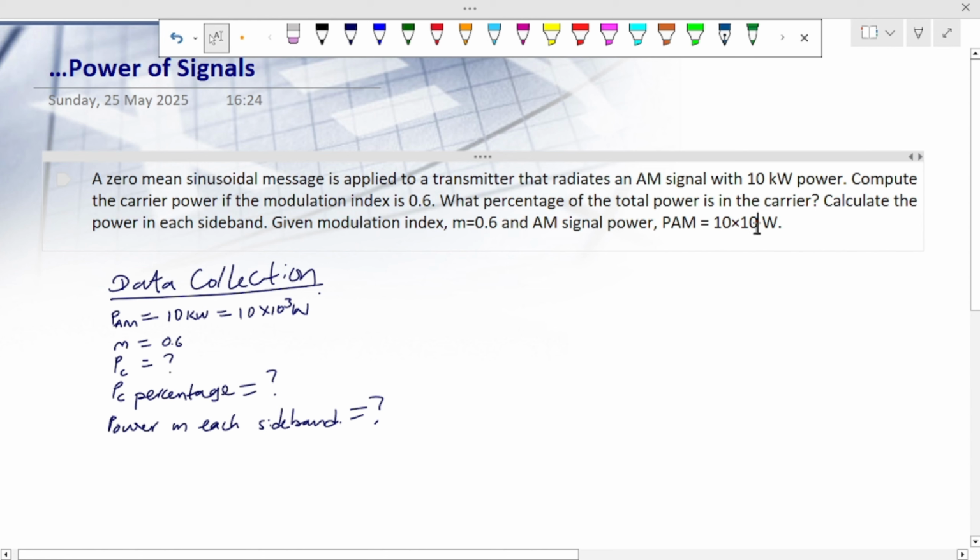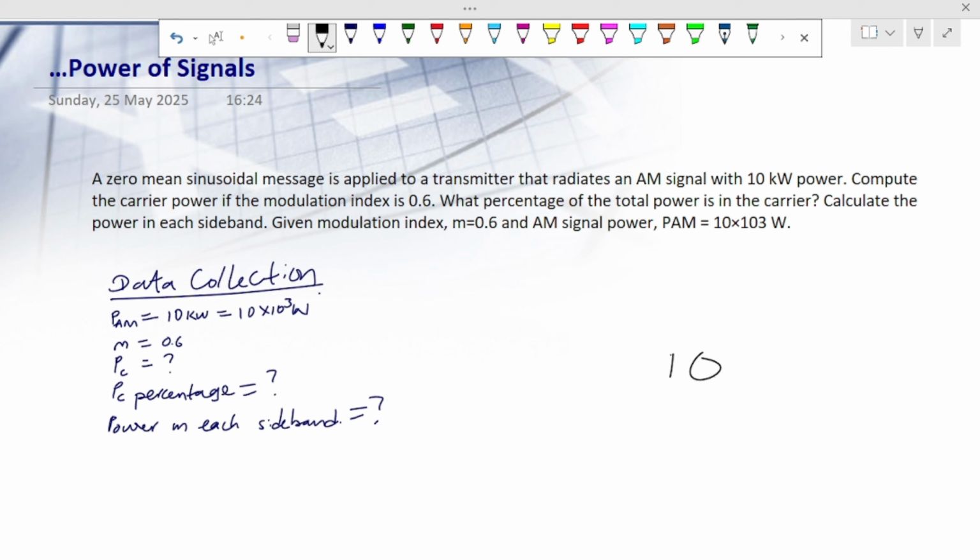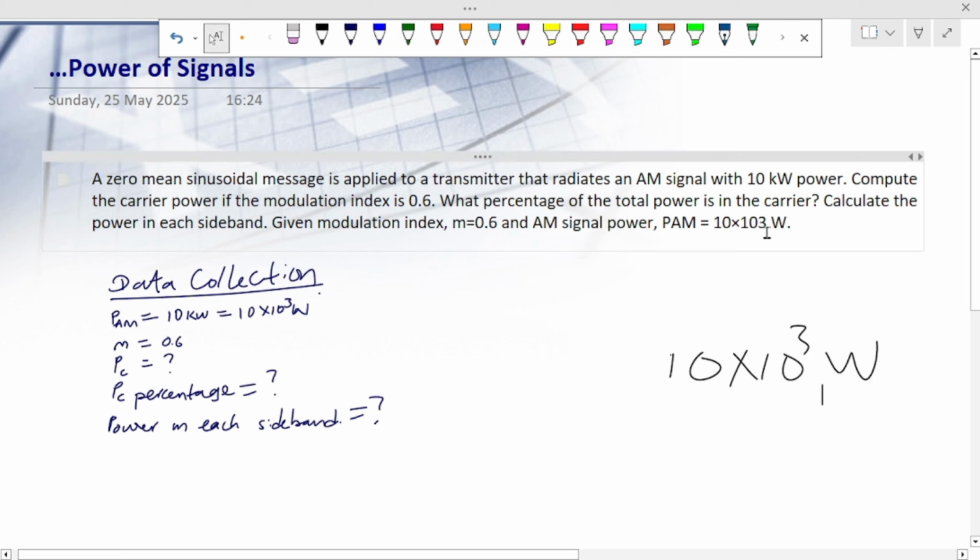Let me just take that away. This thing we have here is the same thing as saying 10 times 10 raised to power 3 watts. You understand? So that's not 100, that is not 10³, that's 10 raised to power 3. So let me put this here: 1, 2, 3. Better. And that's what we have here.